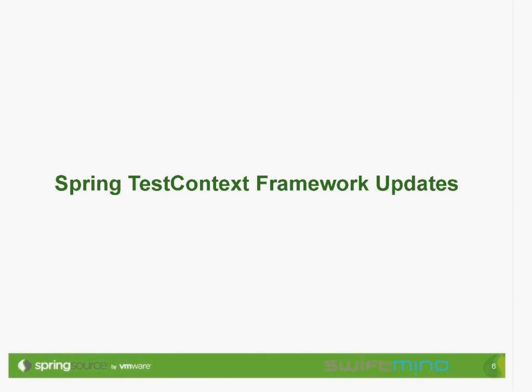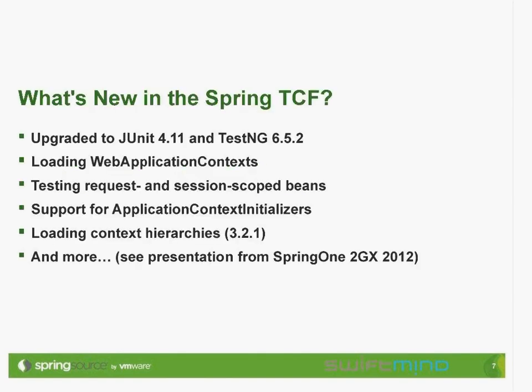So first up, updates to the Spring TestContext Framework. Some of the new features, some background information on dependencies. We've upgraded to JUnit 4.11 and TestNG 6.5.2. With TestNG, you'll just get new features. But with JUnit, one of the things to note is that JUnit as of 4.11 has changed how it incorporates the Hamcrest core matching library. So now that is an optional dependency from JUnit, so you can now control which version of Hamcrest you want to use when you're using JUnit 4.11 and also with Spring TestContext Framework.